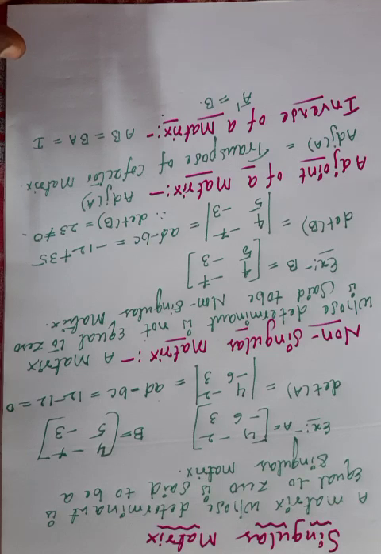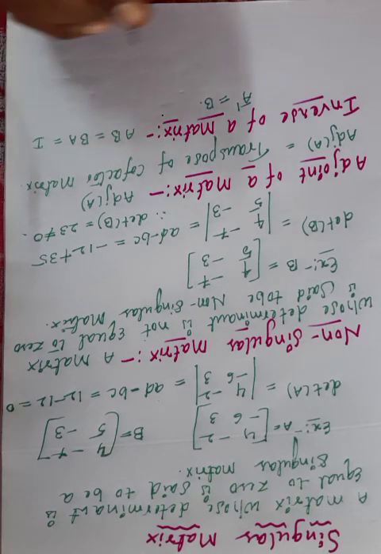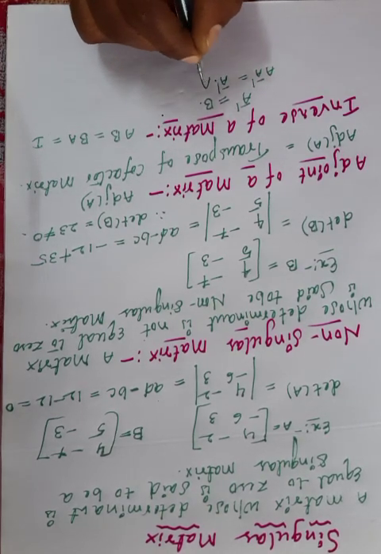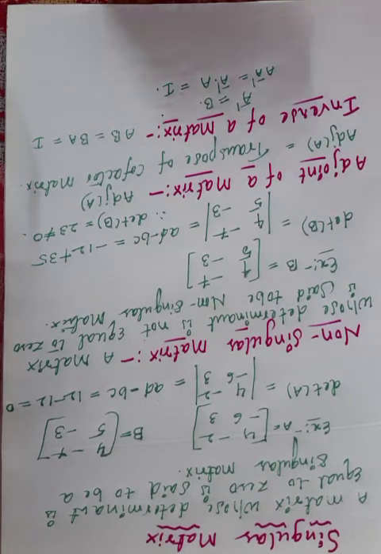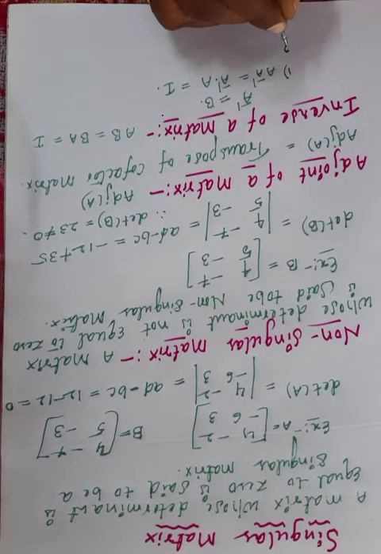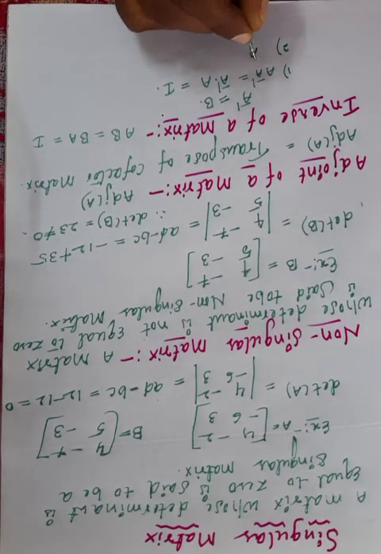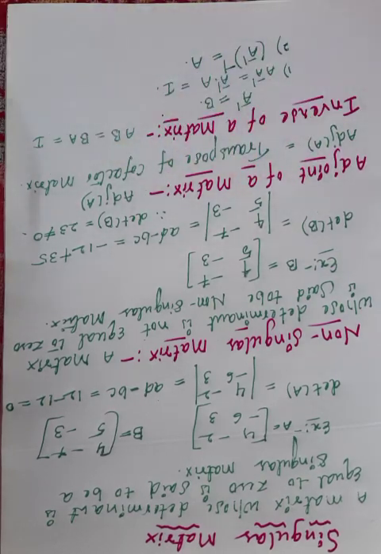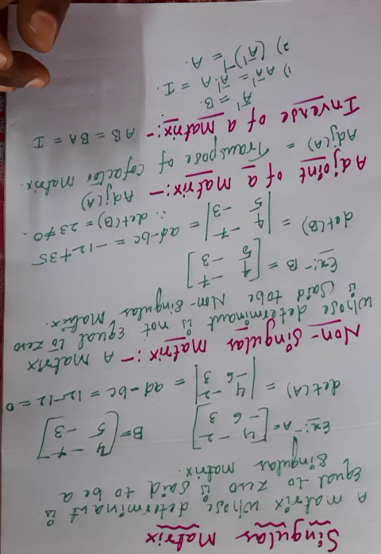It follows from the definition that if B is the inverse of A, then A is the inverse of B. It follows that A into A inverse is equal to A inverse into A is equal to I. So this is one property, and the second one is A inverse whole inverse is equal to A. Therefore, the inverse of a square matrix, if it exists, is unique. The inverse of a unit matrix is itself only.